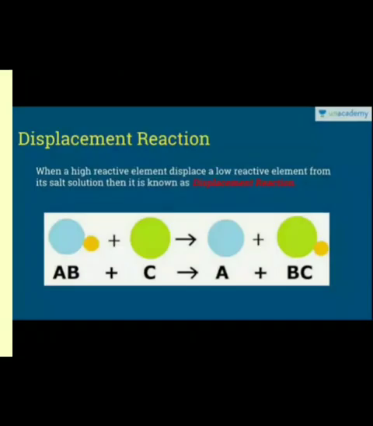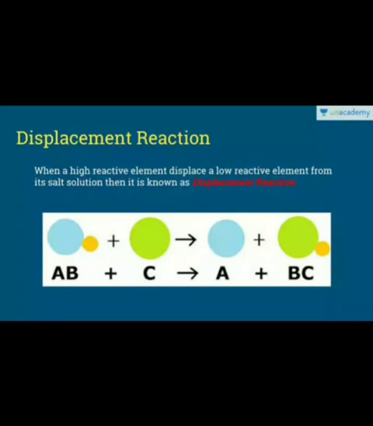So now we will discuss what is a displacement reaction. A displacement reaction means a reaction in which a highly reactive element displaces a low reactive element from its compound. That type of reaction is known as a displacement reaction. Clear? For example, see AB plus C, it produces A plus BC. That means what you find here? A highly reactive element displaces the low reactive element.